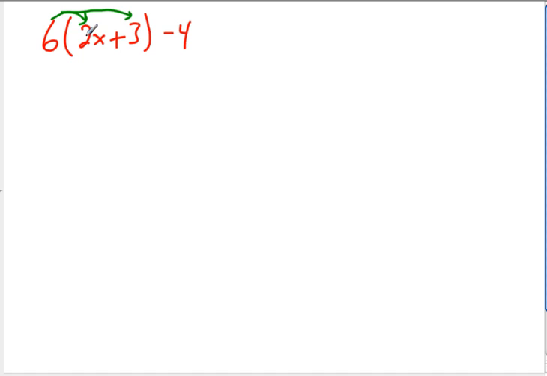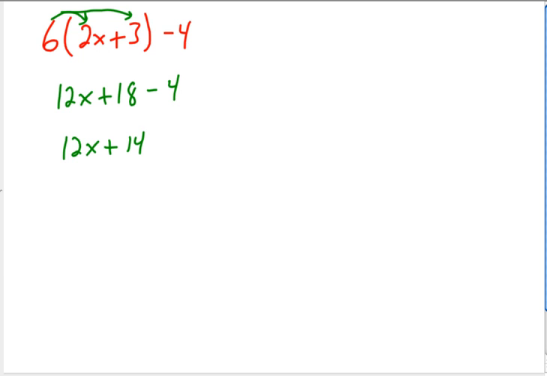So using the distributive property, we're going to multiply to both. So 6 times 2 is 12, and then times x. So we have 12x, and then 6 times positive 3 is 18. So plus 18 minus 4. Remember, this 4 is not affected by the 6 because the parentheses end here at the 3. So now we just combine like terms. 12x is all by itself, and then 18 minus 4 is positive 14.